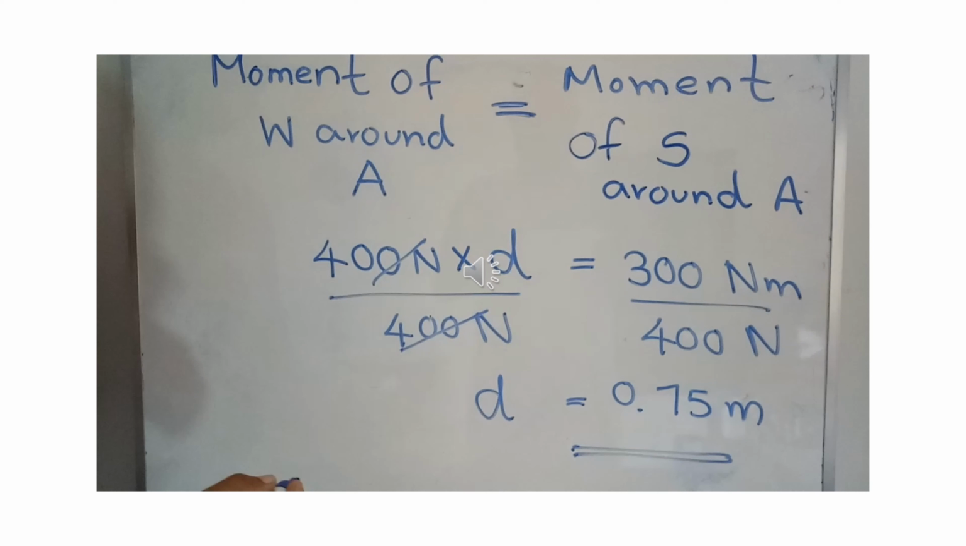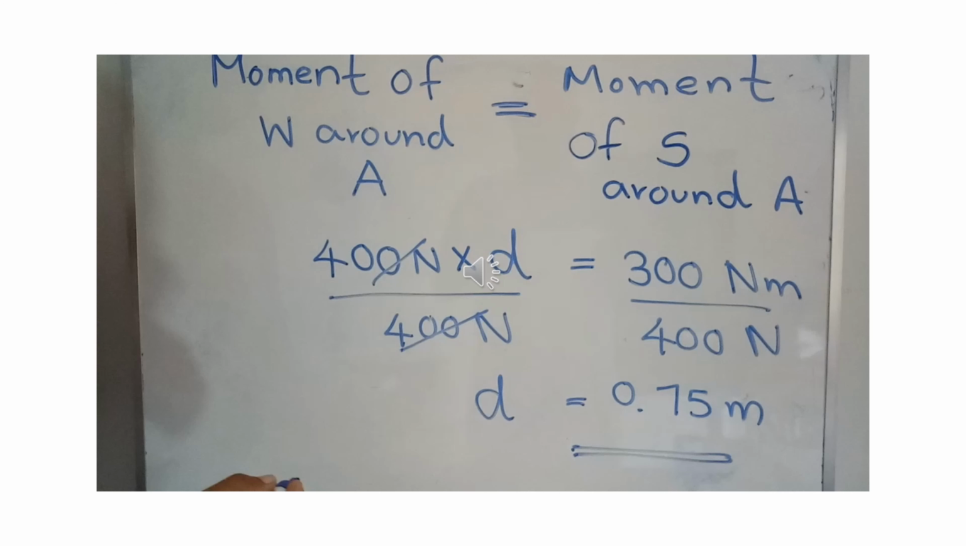The last part of this question asks: the anticlockwise moment of S around point A is equal to the clockwise moment of weight W around point A. Find the value of D. In the fourth part, we discovered the moment of weight around A is 400 Newton into D. We don't know the value of D, and the data given is that this moment equals the anticlockwise moment of S around A. We found it in the fifth part.